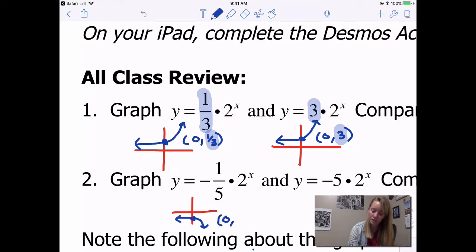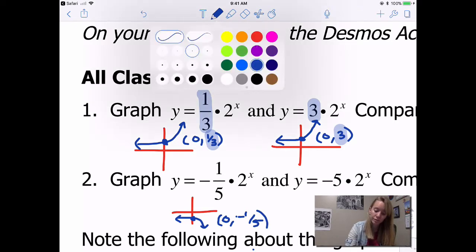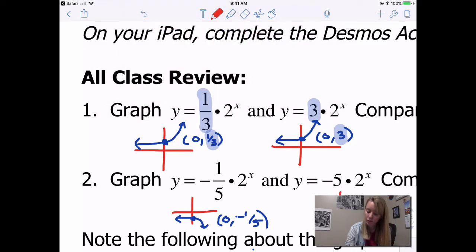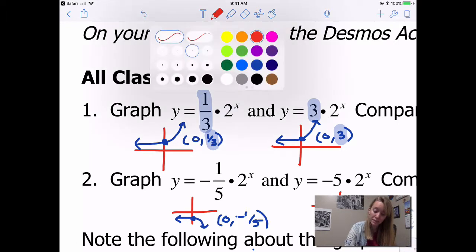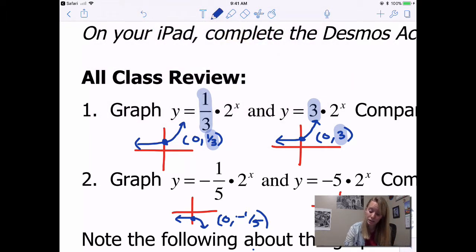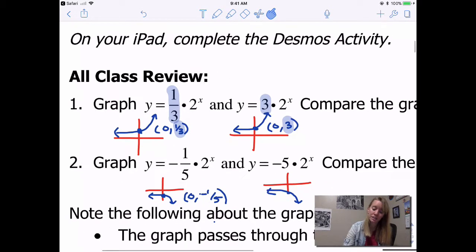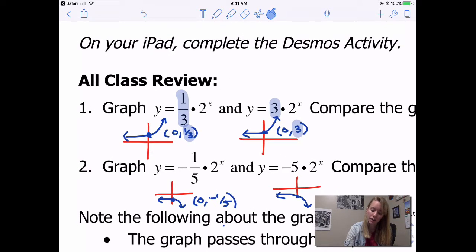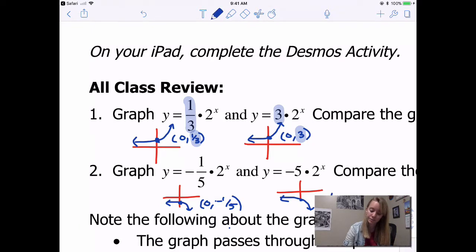The point where I cross the y-axis is negative 1/5. And for y equals negative 5 times negative 2 to the x, I have this shape, and you guessed it, I have (0, negative 5) as my y-intercept.